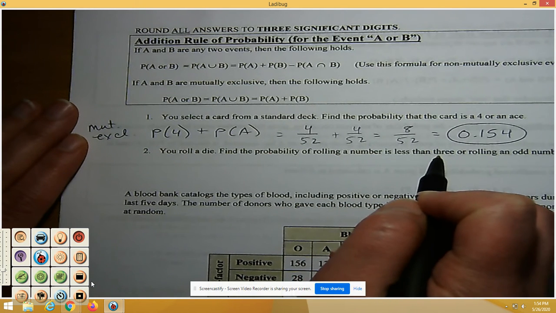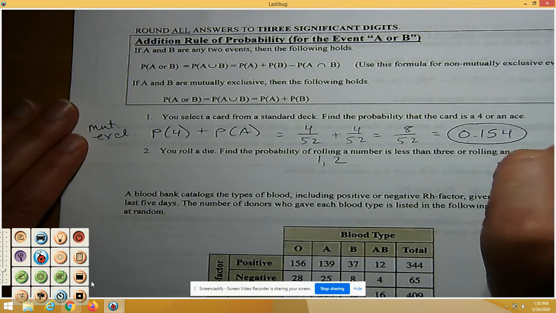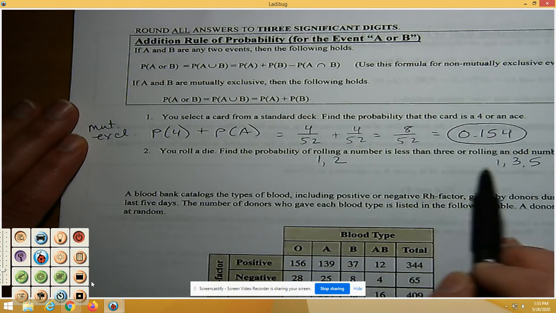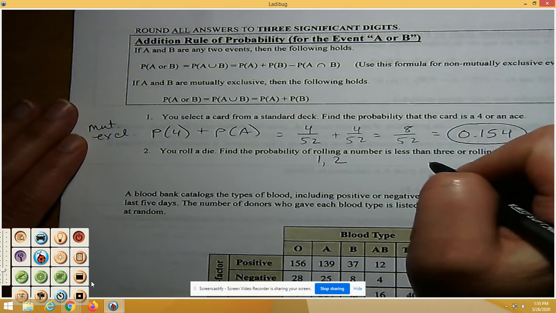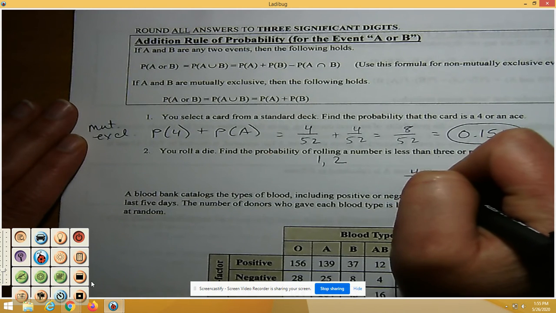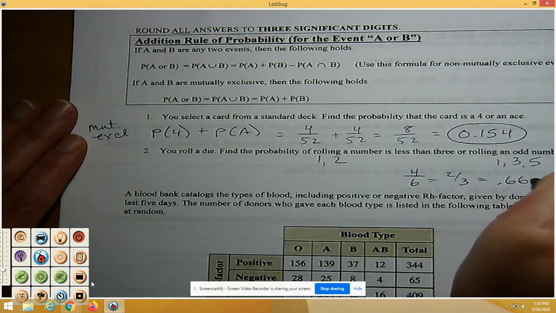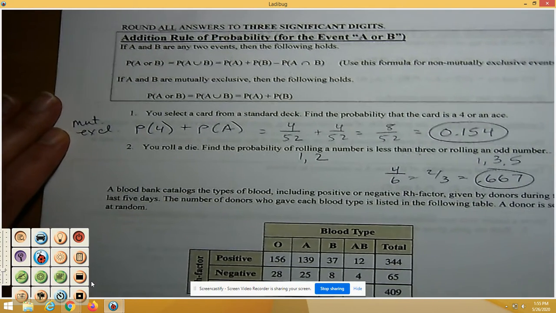Less than 3 will not include 3, so that's going to be 1 and 2. An odd number is 1, 3, and 5. So another thing you can do is just look at your sample space, and there are 4 items in the sample space, 1, 2, 3, 4. So it's going to be 4 out of 6, which is 2/3, which is 0.667. So this is one where you could probably do using common sense.